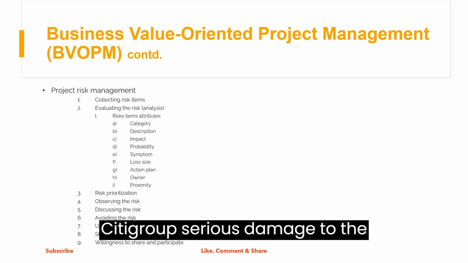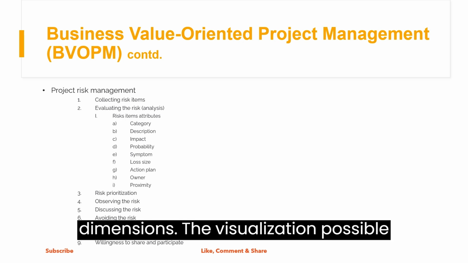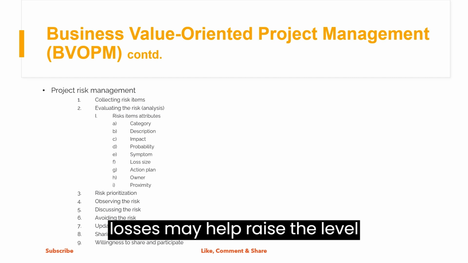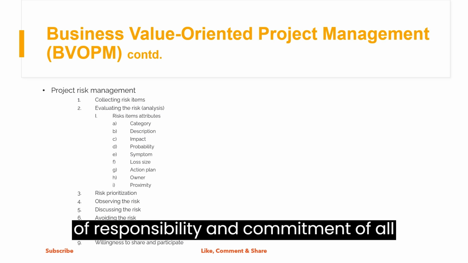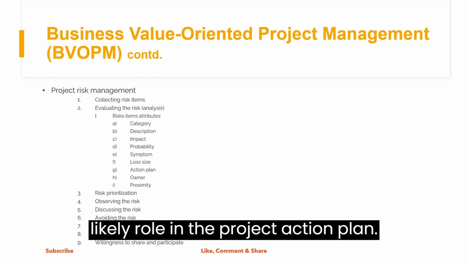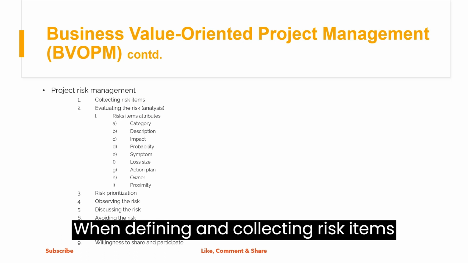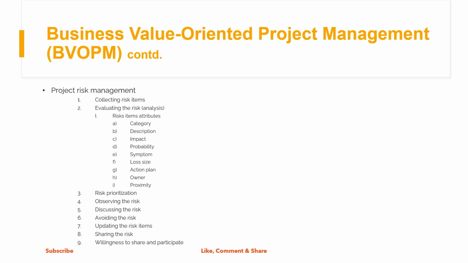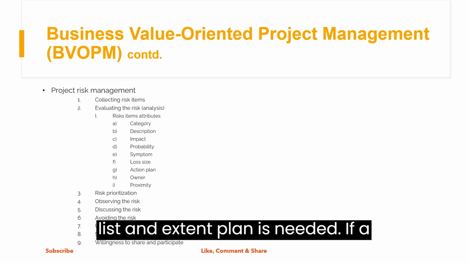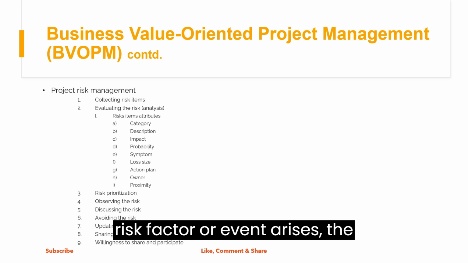The PVP focuses on project risk management and loss size of each risk item as an important topic that is associated with serious damage to the organizations. The visualization of possible losses may help raise the level of responsibility and commitment of all key roles in the project. Action plan. Defining and collecting risk items is not enough to adequately manage risks. An action plan is needed if a risk factor or event arises.